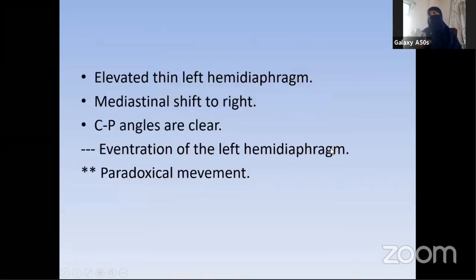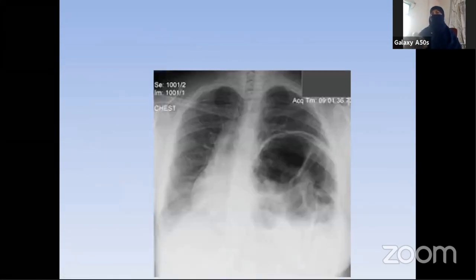Again, this CP angle is clear, and this left hemidiaphragm is touching the left lateral chest wall with an acute angle. It means there is no pulmonary pathology and no inflammatory pathology in relation to the left hemidiaphragm in the abdomen. So this clean-cut CP angle shows that this is a long-standing condition, no acute matters here, and this is a scenario of eventration.